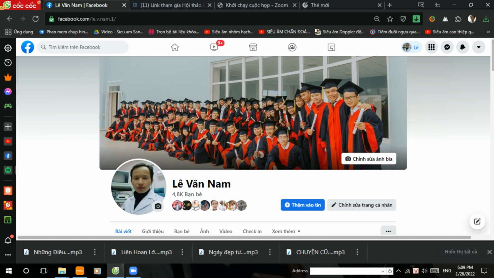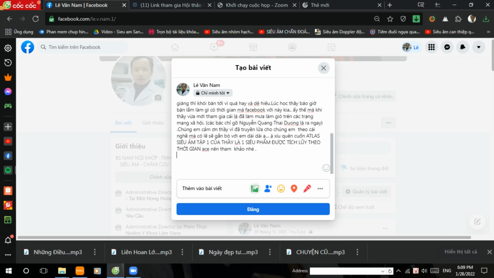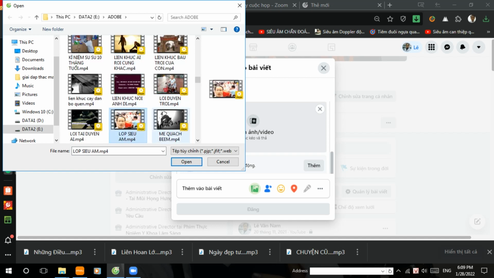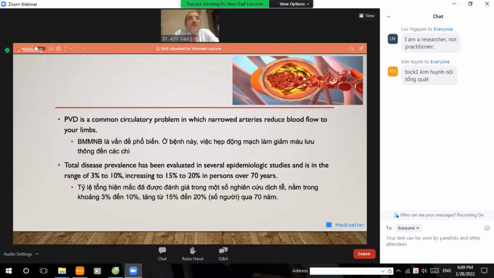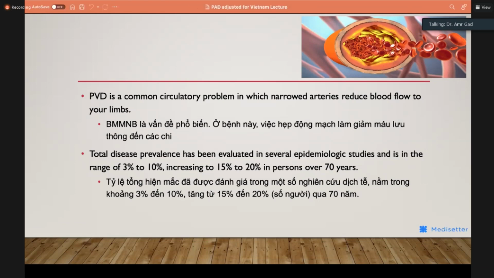As you can see, peripheral vascular disease is an abbreviation that covers the whole vascular system. But now we are used to saying peripheral vascular disease for arteries only. Before we said peripheral arterial disease, so now it's a habit. When we say peripheral vascular disease, we are speaking about arteries. This is a common circulatory problem that shows narrowing of the arteries, and so there is reduction of blood flow to the organ supplied by the narrowed arteries. So as long as we are speaking about our limbs, we are speaking about peripheral vascular disease.